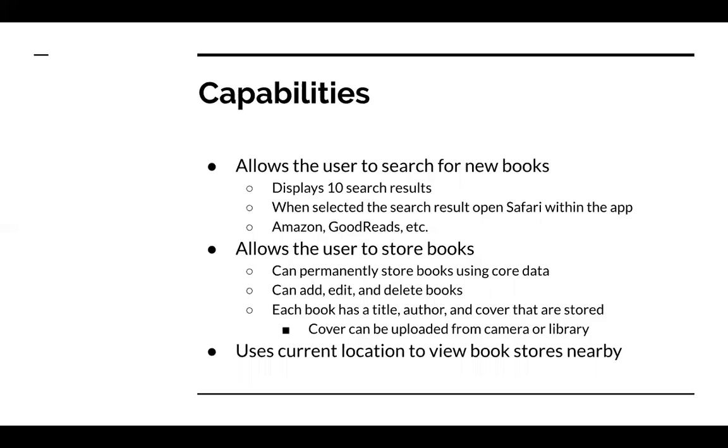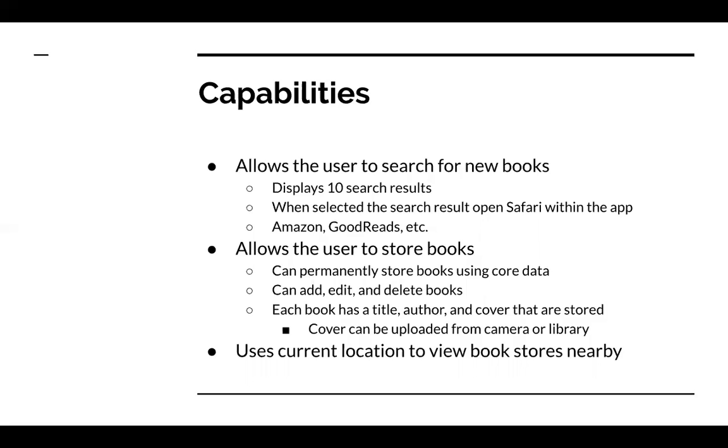So for capabilities, the app allows the users to search for new books. It'll display 10 search results, and it's a Google custom search engine. So it's going to display a title and a quick summary of that site, and it's only going to search sites like Amazon, Goodreads, and other similar sites.